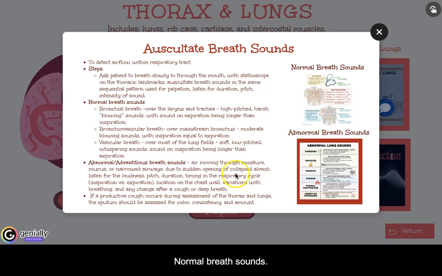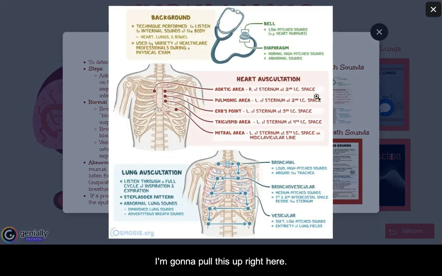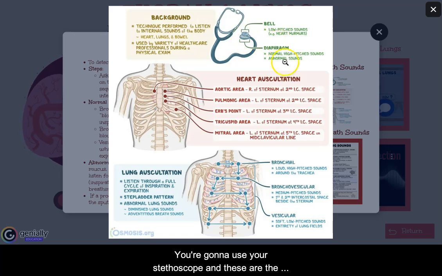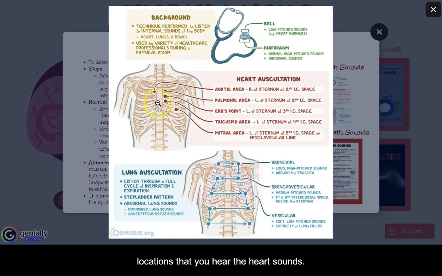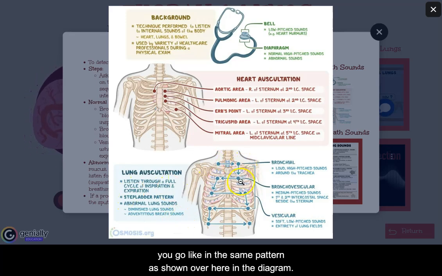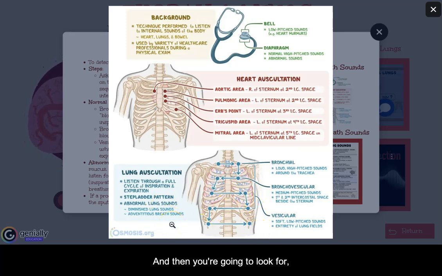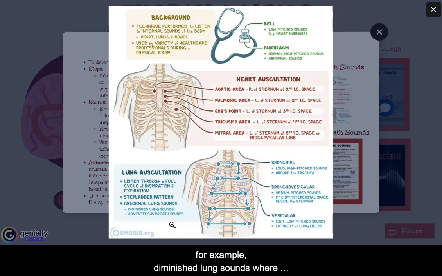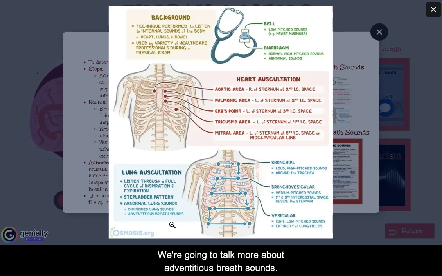Normal breath sounds, I'm going to pull this up right here. You're going to use your stethoscope, and these are the locations where you hear the heart sounds. Let's focus on the lung sounds. You listen through these stages, in the same pattern as shown over here in the diagram, and then you're going to look for abnormal lung sounds, for example, diminished lung sounds where you don't hear anything, or adventitious breath sounds. We're going to talk more about adventitious breath sounds.